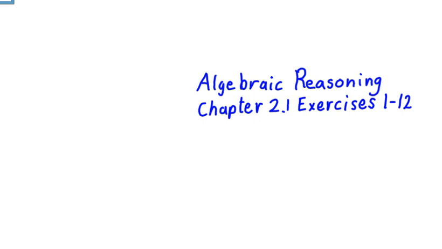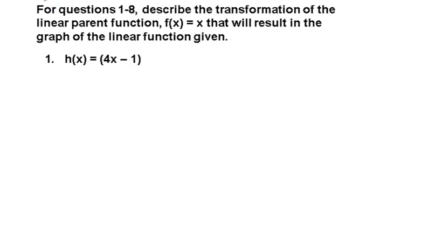Algebraic Reasoning, Chapter 2.1, Exercises 1 through 12. This Chapter 2 has to do with transformations of functions, and Section 2.1 has to do with transformation of linear functions. And in this exercise set, in this video, we're going to go over the odd number problems 1, 3, 5, 7, 9, and 11.